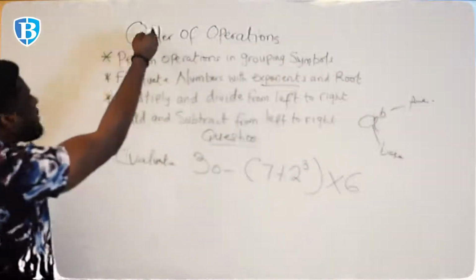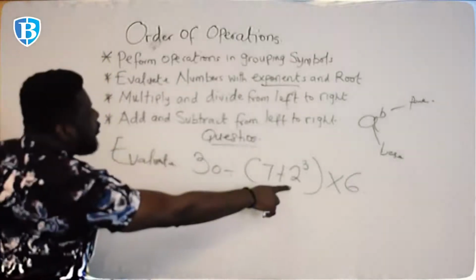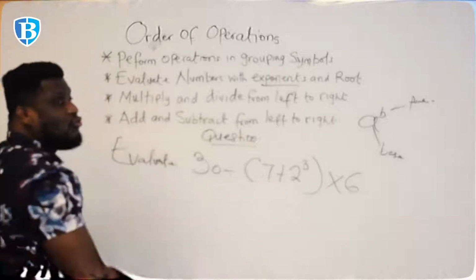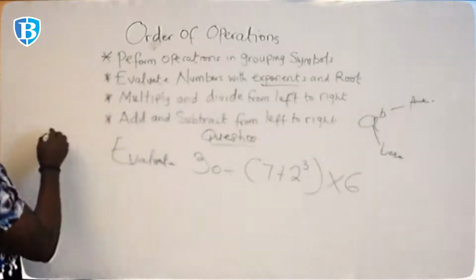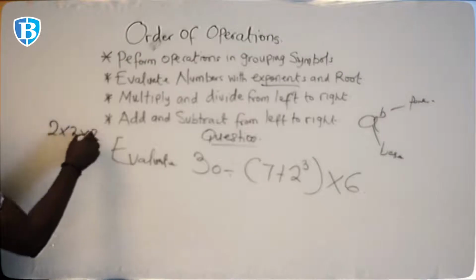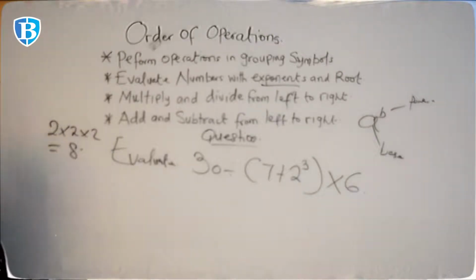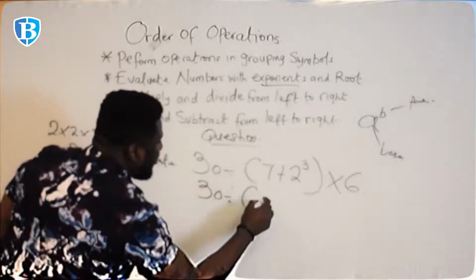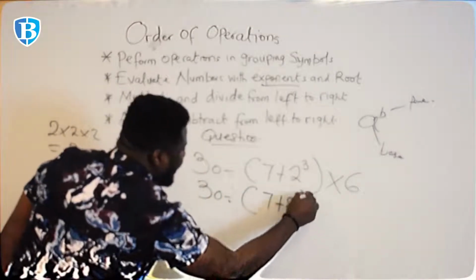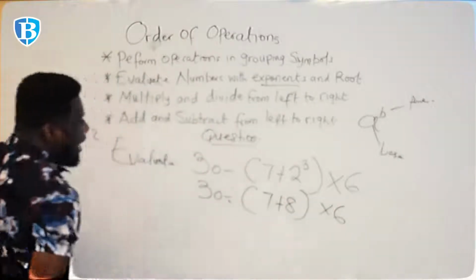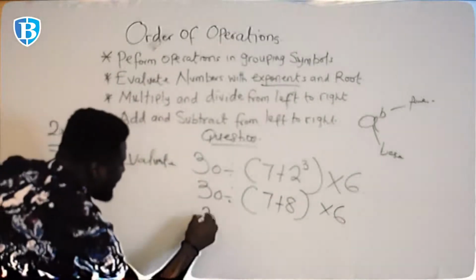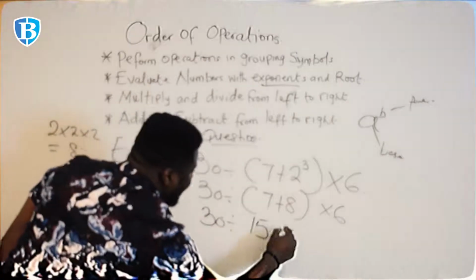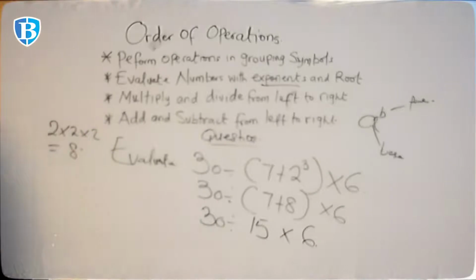But remember that even here, exponent comes before addition. So you have to do the exponent first. 2 raised to the power of 3 means 2 times 2 times 2, which equals 8. So we now have 30 divided by parentheses 7 plus 8, close bracket, times 6. Then we have 30 divided by 15 times 6, since 7 plus 8 gives us 15.